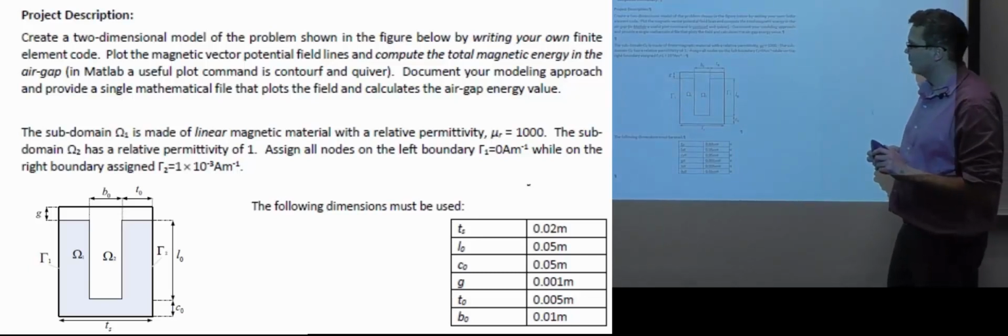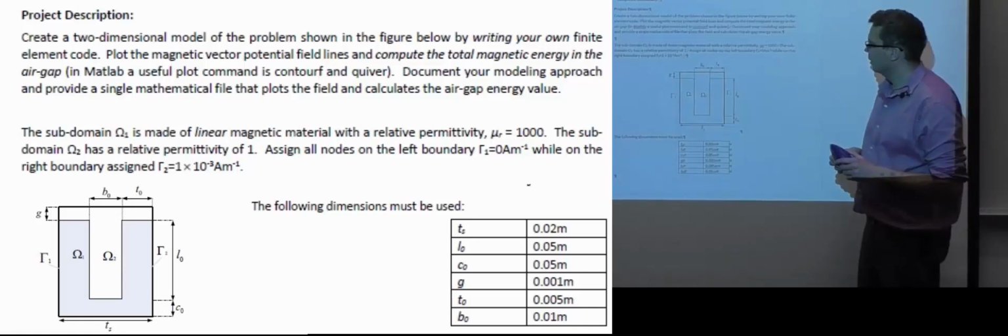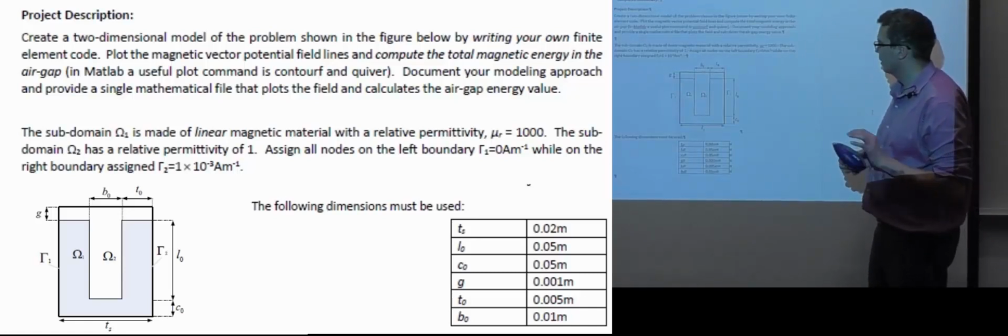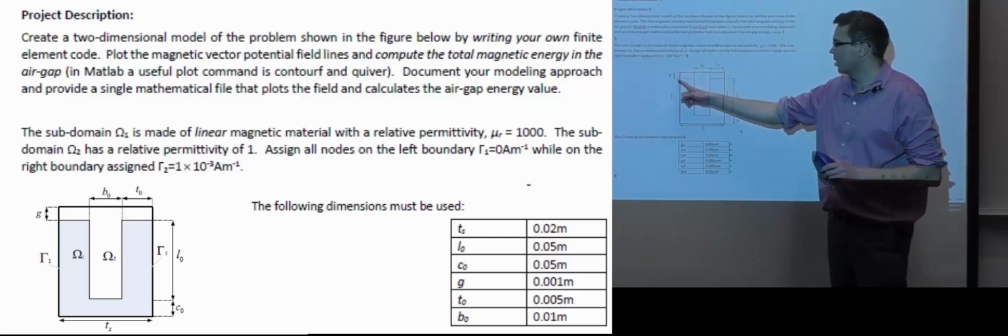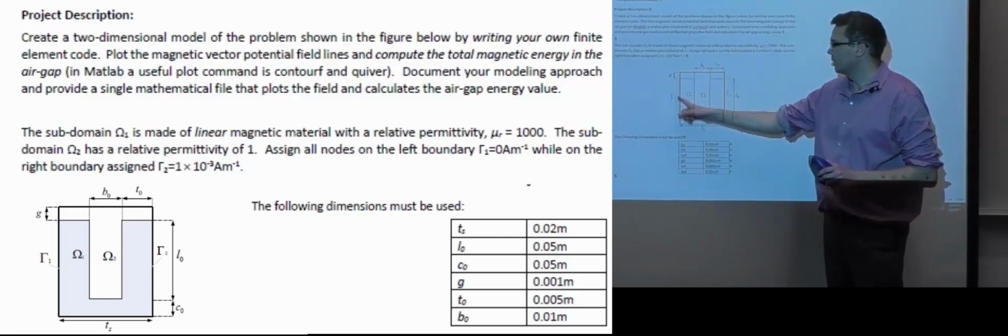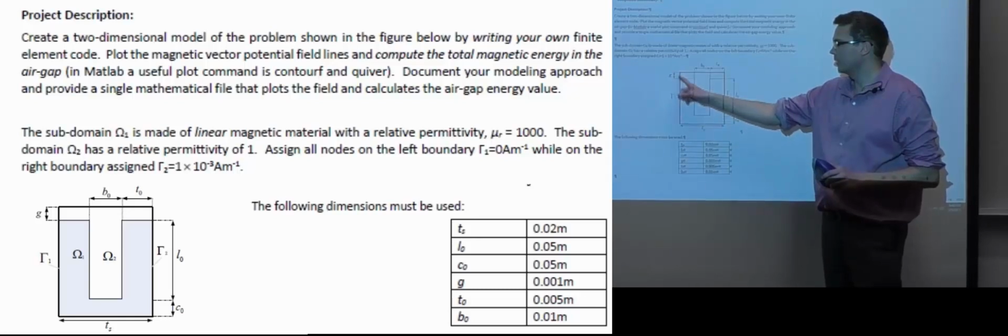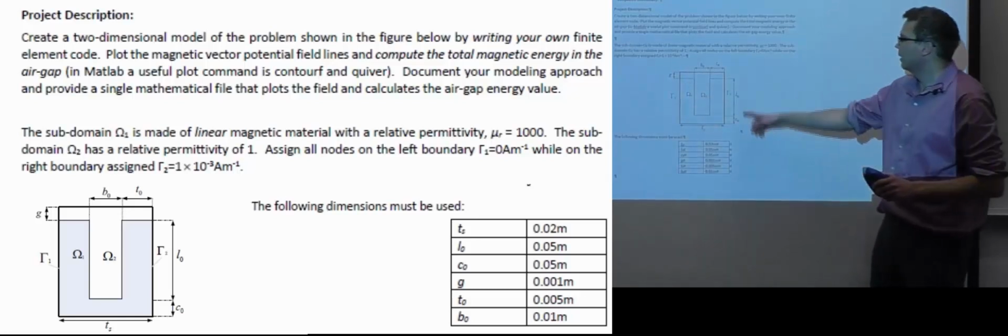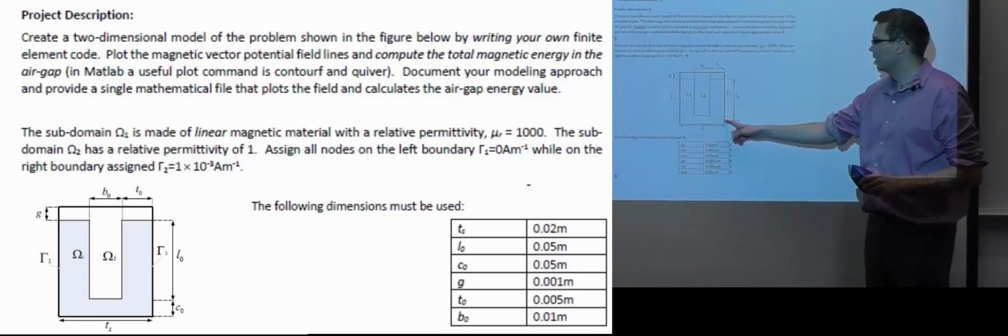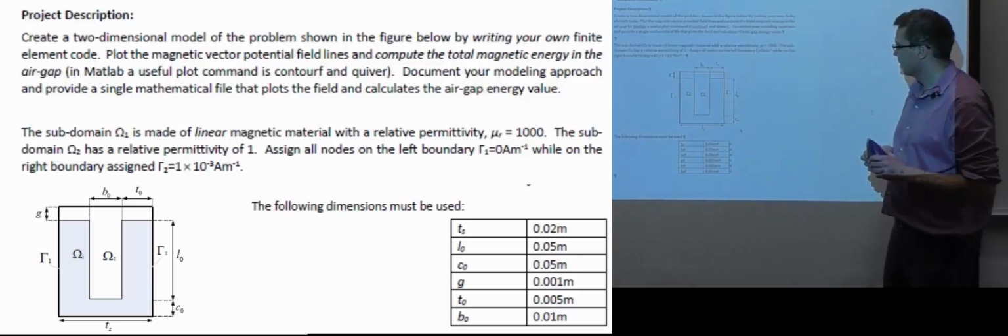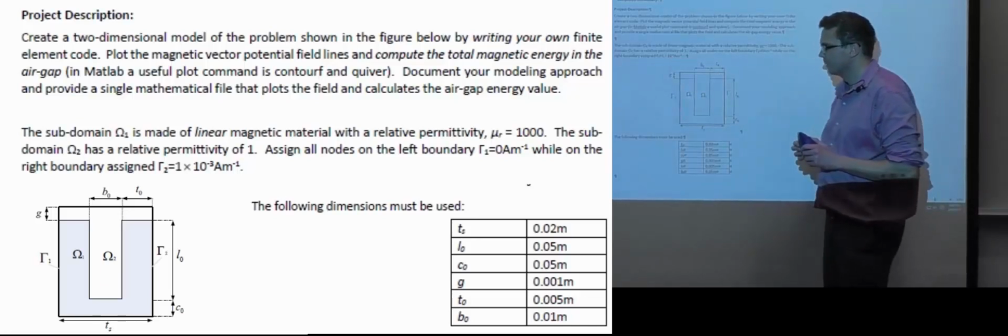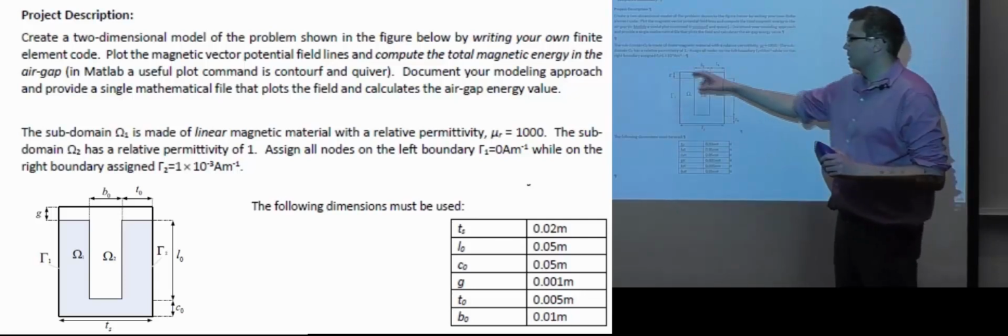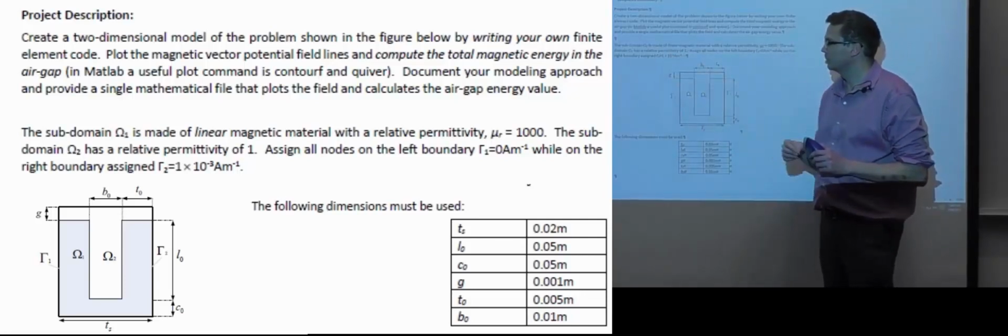Now the boundary conditions are where the interesting part happens. On the left boundary along this side, you set everything to 0. So all the nodes on that side would be set to 0. And then on the right boundary on this side, you set the boundary to a value of 1 times 10 to the minus 3. And that's the vector potential, the magnetic vector potential.